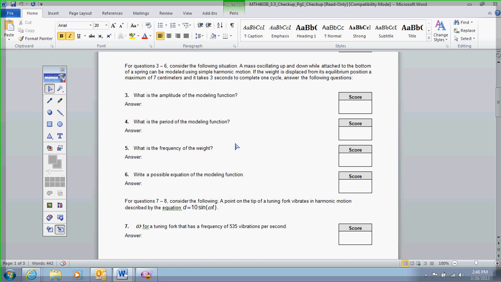Discuss some trigonometry application problems. I'm going to look at 3 through 6 here. It's talking about harmonic motion. It says, consider the following situation.